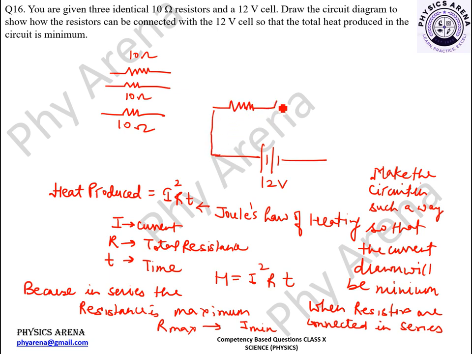So this is possible like this. This is 10 ohm, 10 ohm, and 10 ohm. And when they are connected in series, the current drawn from the circuit, I, will be minimum. And in that case, the heat produced will be minimum. So this is the circuit diagram of the three resistors given to us. And when we connect them in series, then the heat produced will be minimum. And this is the answer for this question.